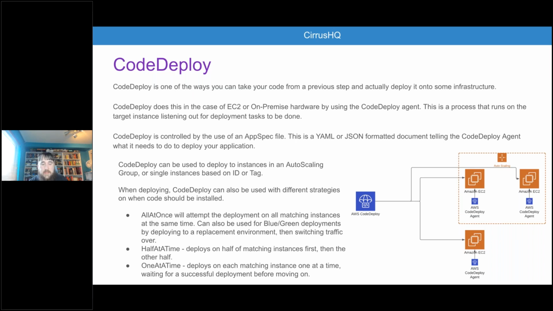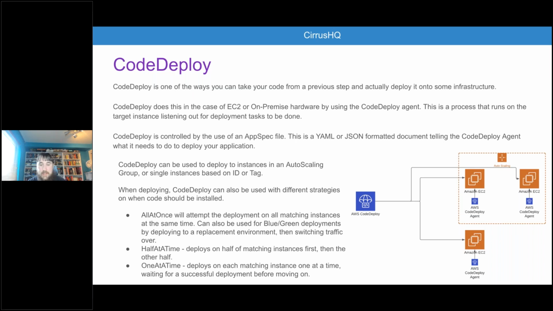And there are essentially these three main ways of actually deploying the code. An all-at-once deployment will go through all of the instances that are matched and run the commands on all of them at the same time. You can also use that for blue-green deployment by having it spin up another autoscaling group, deploy everything onto that, and then switch the autoscaling groups over. So you have the old one and the new one run at the same time while you do the deployment.